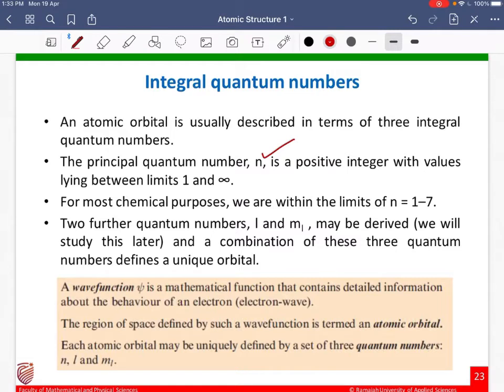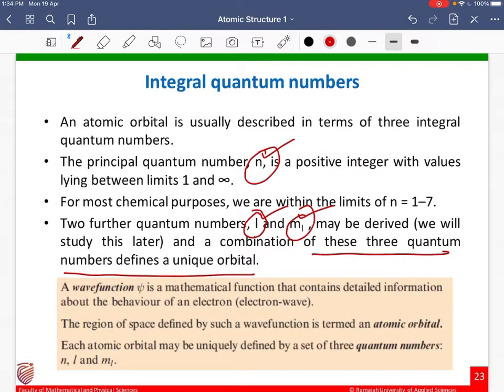For most chemical purposes, we are within the limit n equal to 1 to 7. Two further quantum numbers l and ml may be derived. We will study this later. A combination of these three quantum numbers defines a unique orbital. So we require three quantum numbers, that is the principal quantum number n, quantum number l, and quantum number ml. These combinations of quantum numbers define a unique orbital.